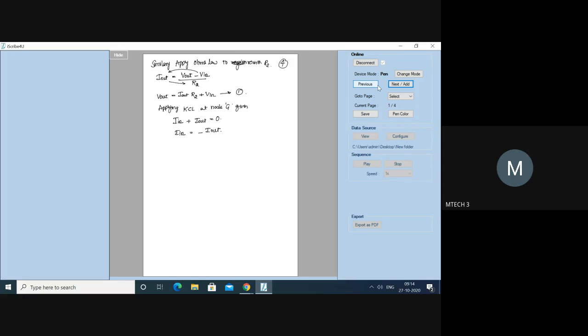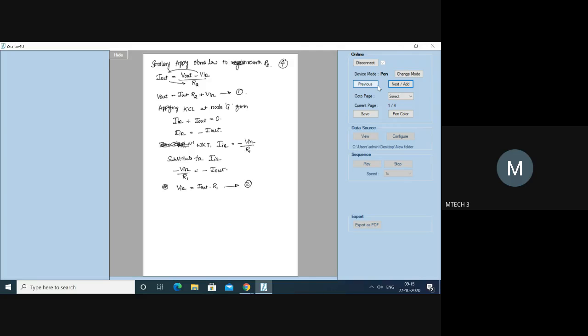We know that Iin is equal to minus Vin by R1 from the previous discussion. Therefore, substituting for Iin, minus Vin divided by R1 will be equal to minus Iout. So Vin equals Iout into R1. We'll call this equation 2.